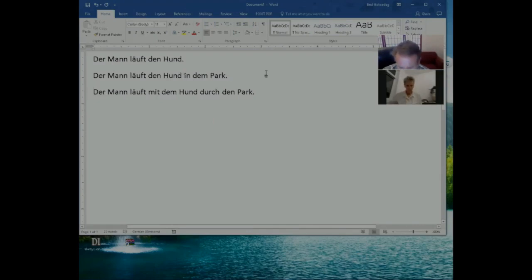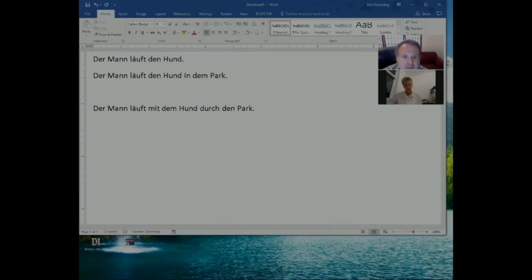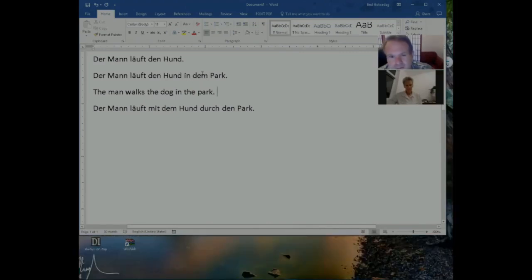Whereas in English, not, right? In English, this is just the man walks the dog in the park. Those are just two nouns, just two objects, and there isn't any further distinction. It doesn't matter in English, but in German you do have to concern yourself with that. See, it's the indirect object.